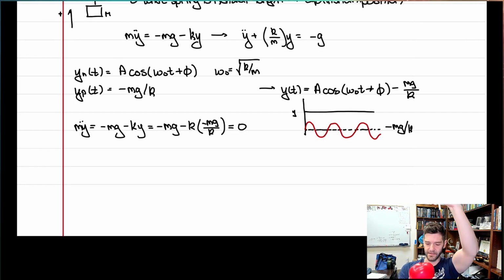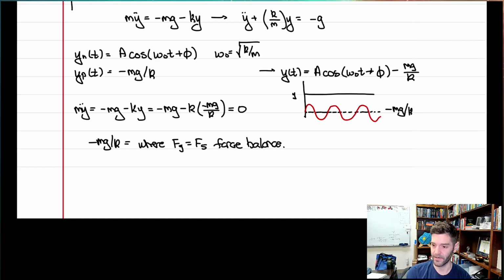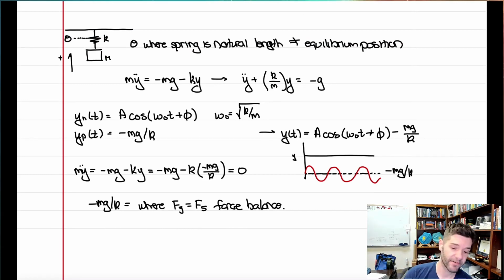And in this case, negative mg over k, if I were to, from force balance here, push it down a little bit, it would oscillate about that position, not where the spring is neither stretched nor compressed. So there is some physical meaning to this location. This is where Fg equals F spring, or it's the equilibrium position for force balance. And it oscillates around that point instead. Gravity is still conservative. You can write down all the conservation equations as well. Same old thing.